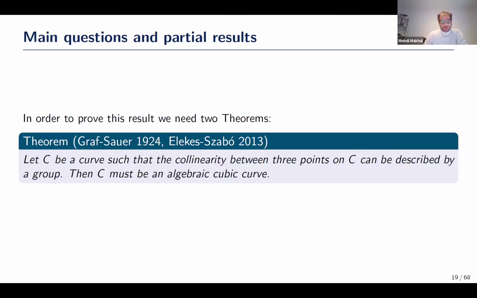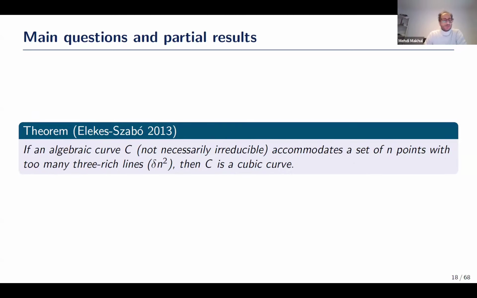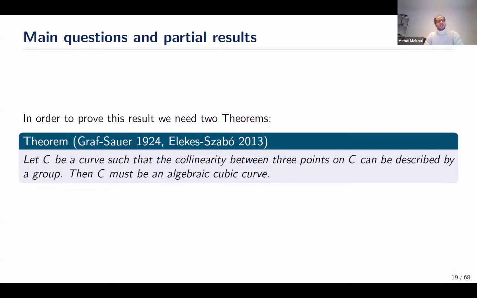And in order to prove this theorem, they use two tools. One tool is called Green-Tao, which was proved in 1924 and rediscovered by Elekes-Szabó in 2013, which says that whenever we have a curve such that the collinearity between 3 points on it can be described by a group, then the curve must be an algebraic curve of degree 3. So first, it's forced that the curve must be algebraic, and second, the degree must be exactly 3.